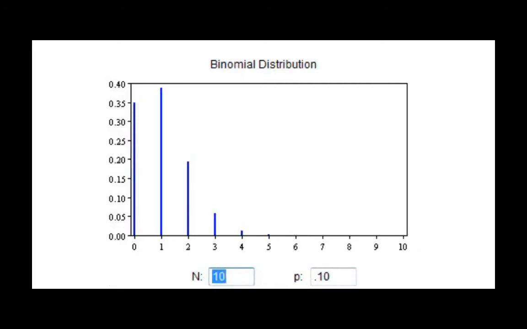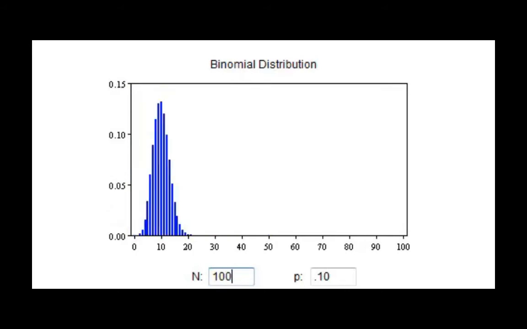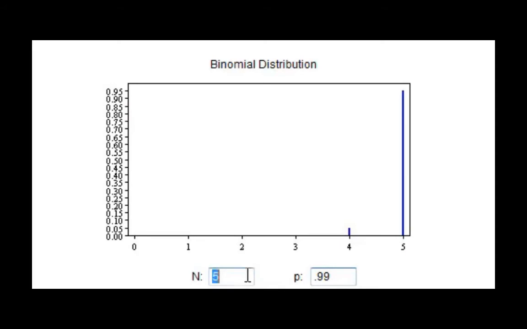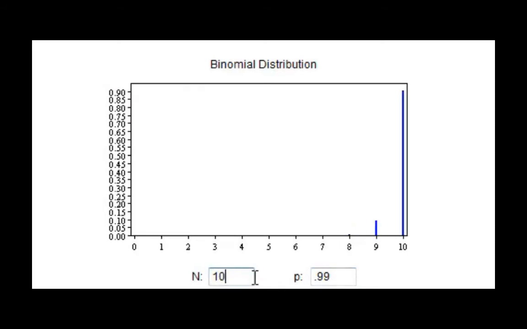But if we took enough trials, let's do 100, even with a probability of success that is relatively low here, 0.1, we have a normal distribution. And so this is how that 2-part test plays its role. Let's look at a case. We'll go back to 5 trials on an extreme probability of 0.99. And this is going to be skewed left.